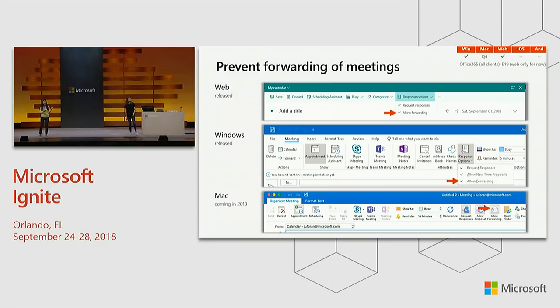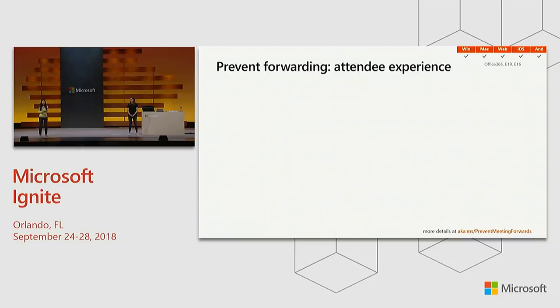Okay, so like I said, we're really happy. We were able to release this feature on web and Windows earlier this month, and it's coming later this year in Outlook for Mac. So I wanted to talk a little bit about the attendee experience when someone receives one of these meetings that has forwarding prevented.